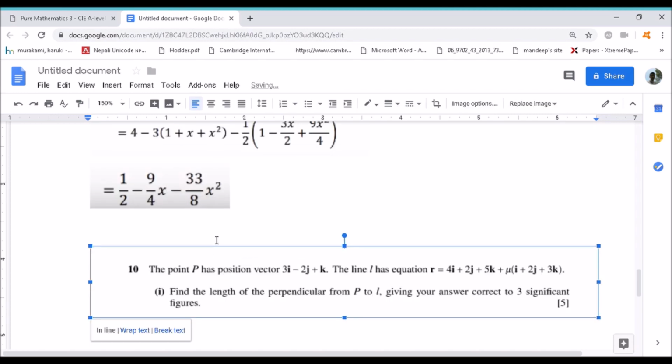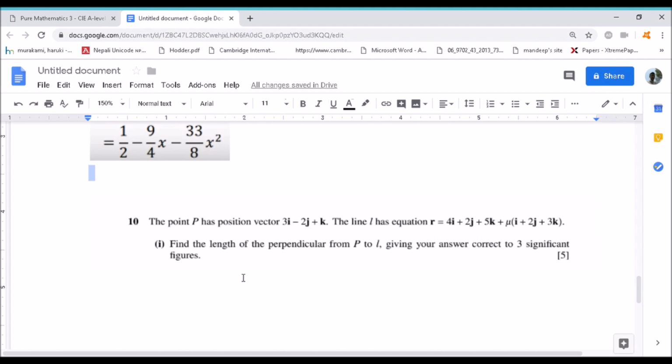Let's move to another question. Question number 10. The point P has position vector 3i minus 2j plus k. The line L has equation r equals 4i plus 2j plus 5k plus u times (i plus 2j plus 3k). Find the length of perpendicular from P to L, giving your answer correct to 3 significant figures. So the foot of perpendicular, we have to find the length of perpendicular from P to L.